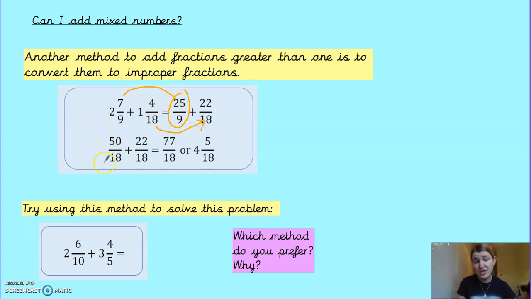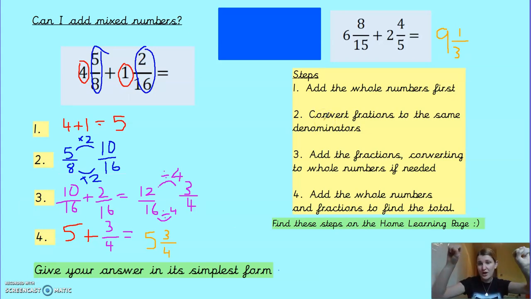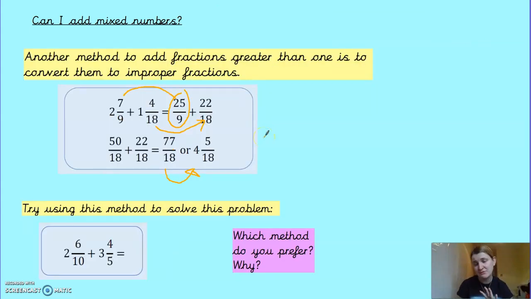So we've changed them to improper. Then we've changed it so that it's the same denominator. So we've got 25/9 is now 50/18. Add 22/18 would be 77/18. Final step, we'd then change that back into a mixed number. So if I flip back here, we split up the whole number, added those, added the fractions. Here, we've changed them into improper fractions. We've then had a go at converting them so they've got the same denominator, adding them before turning it into a mixed number.